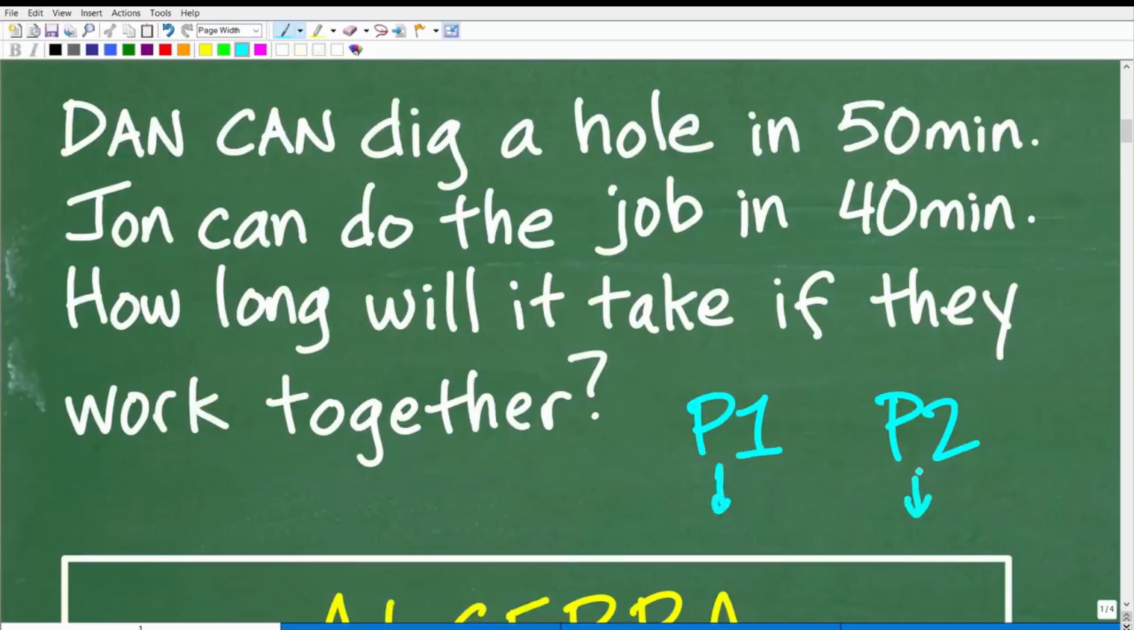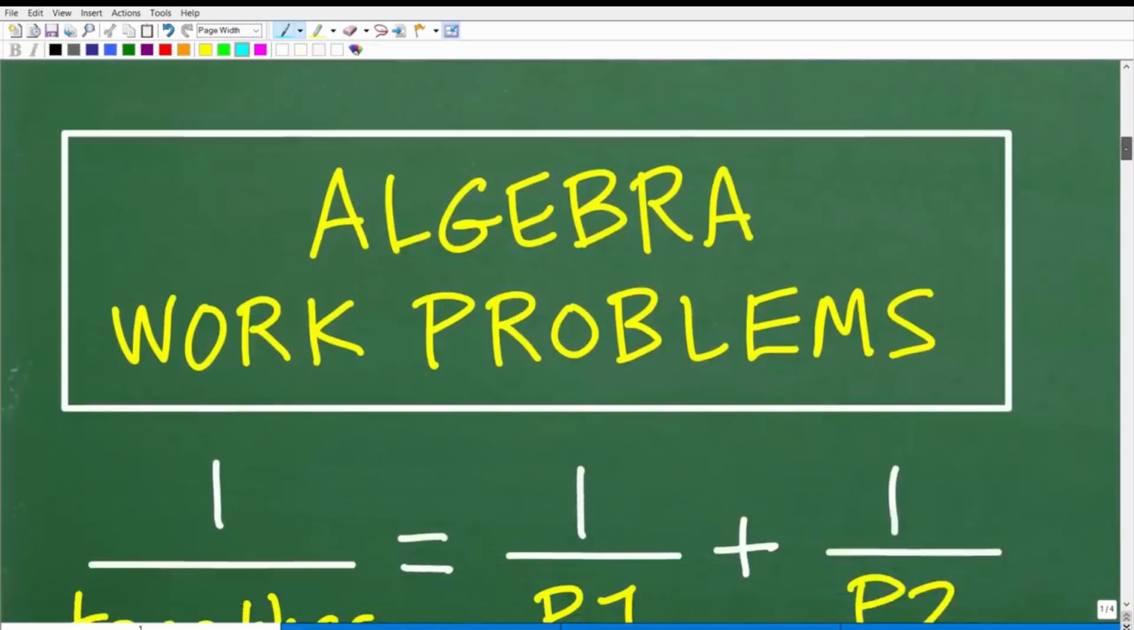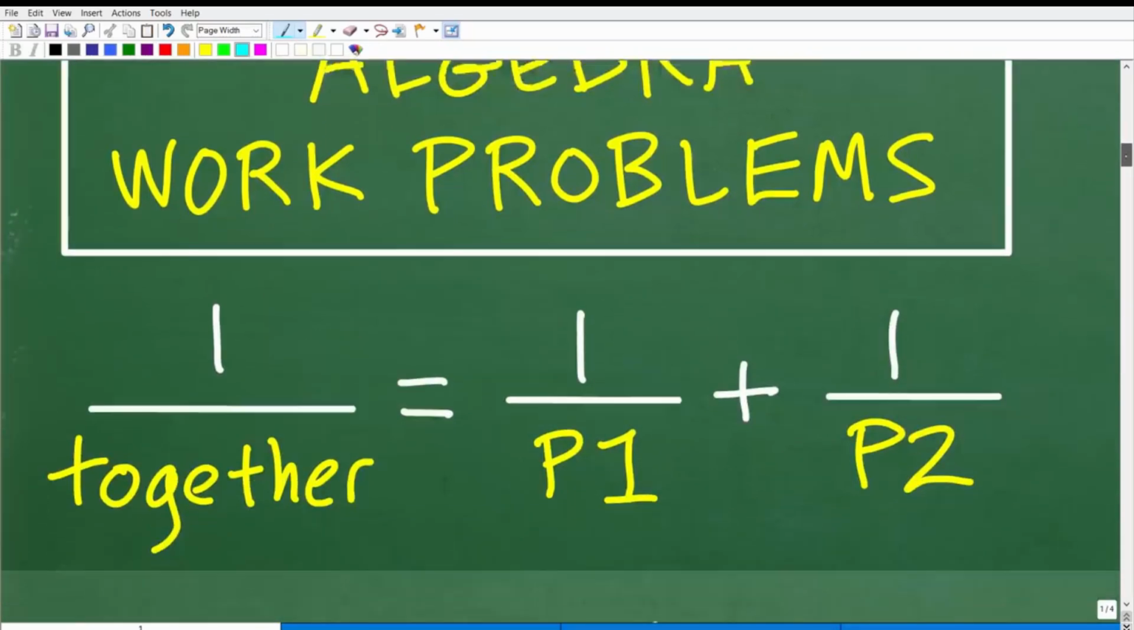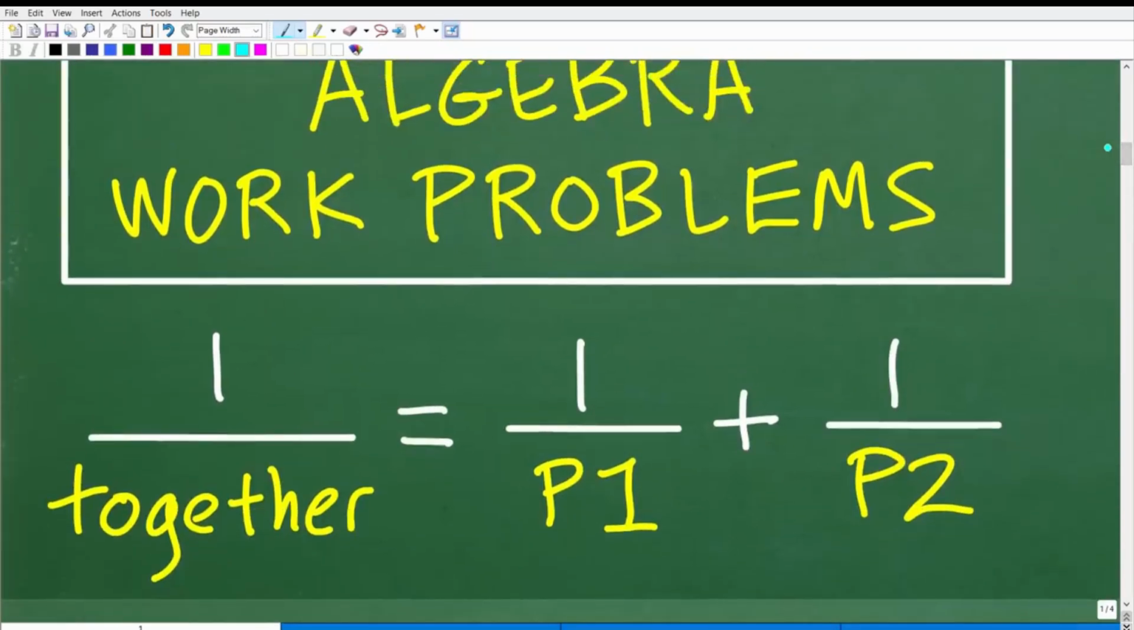This person could do it at this speed, and this person can do it at this speed. And by the way, this also applies to work problems where there's, let's say, machines involved. One machine can produce X amount of widgets at this particular rate, and this machine can do this. So you have to recognize these types of problems. But anyways, how much time will it take them if they work together? Again, you have to recognize this as a work problem, and you need to understand a basic formula. So when it comes to algebra work word problems, this is the basic concept that you want to remember.